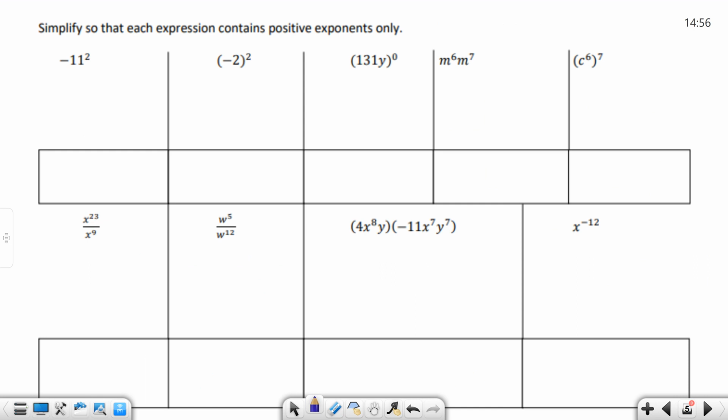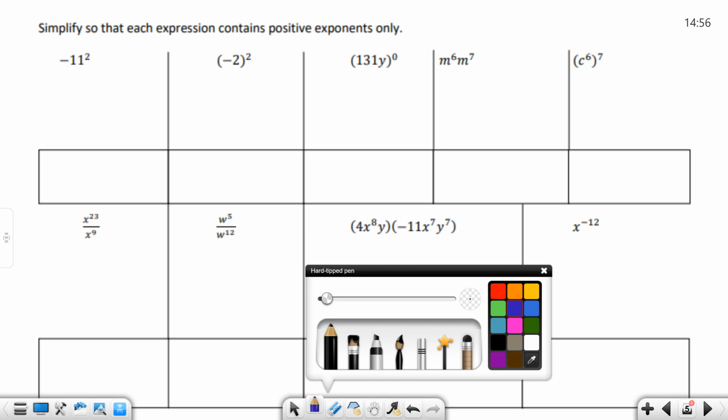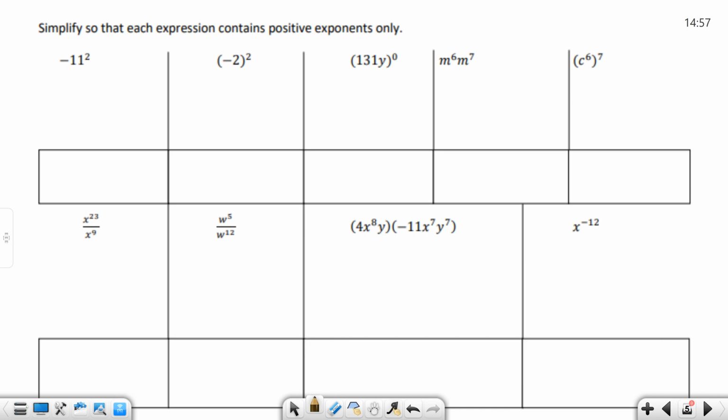So now we want to simplify with positive exponents only. So to do this, we're going to get rid of our negative exponents. So here, negative 11 squared. No negative exponents. Don't need to worry about moving it from top to bottom or flipping anything. We just leave it there. But what's being squared here? And notice the next question here.